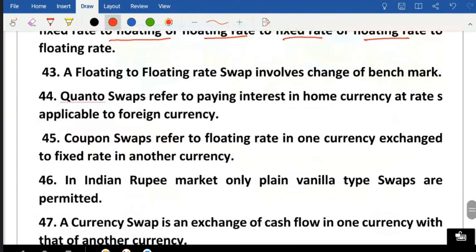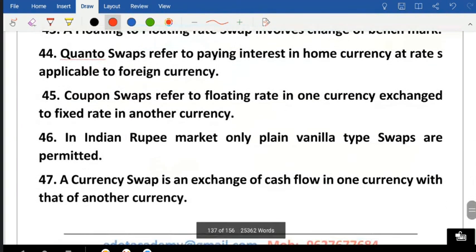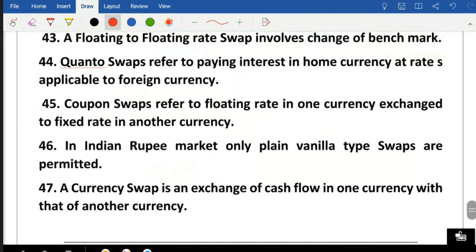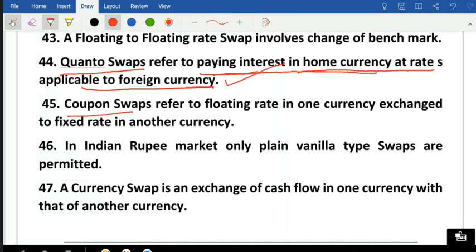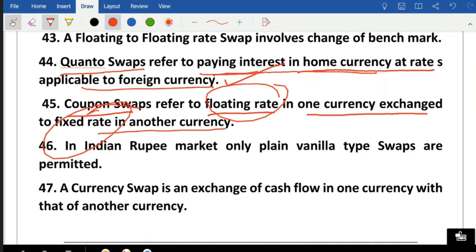Now, next, Quanto Swap. This point is very, very important. Quanto Swap refers to paying interest in home currency at the rate applicable to foreign currency. Coupon swap refers to floating rate in one currency exchanged to fixed rate in another currency. Coupon swap is where you change floating to fixed in one currency, whereas Quanto refers to paying interest in home currency at the rate of foreign currency.